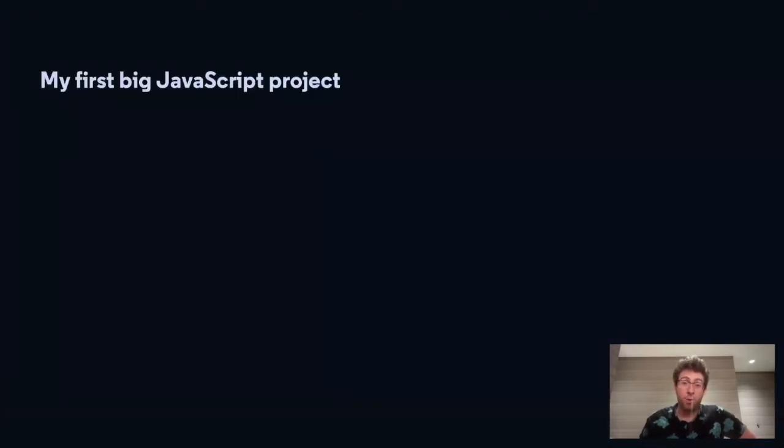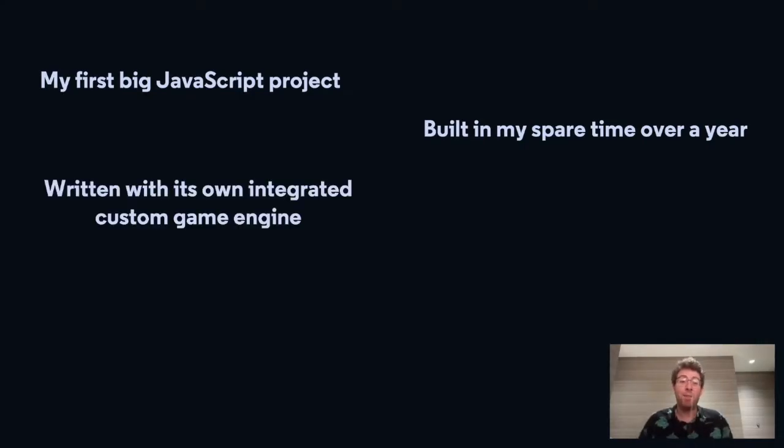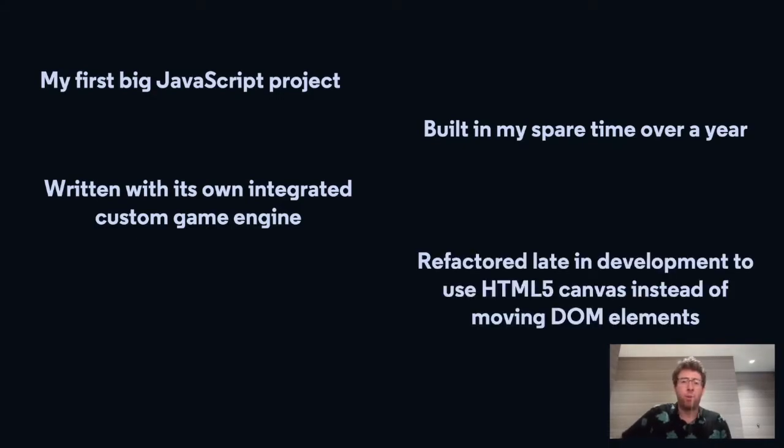It was my first big JavaScript project. It was built in my spare time without a real solid development focus over a year, meaning I didn't really know what I was doing. I didn't think too hard about it. I decided to write my own integrated game engine rather than use a pre-built one such as Phaser.js, the way a normal person would. I realized late in development that although it was very educational writing my own game engine, it was also a terrible, terrible idea, and I needed to make some real important adjustments, such as not using DOM elements as the game and actually using the Canvas APIs.